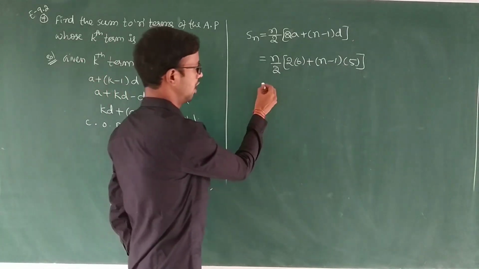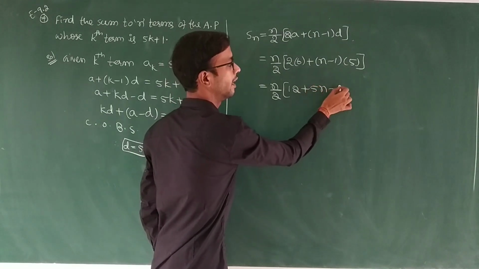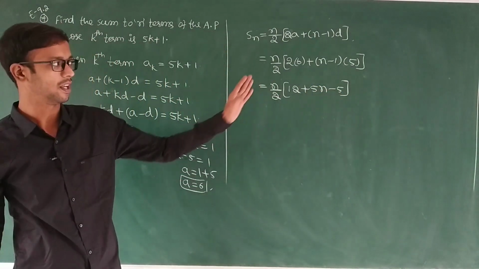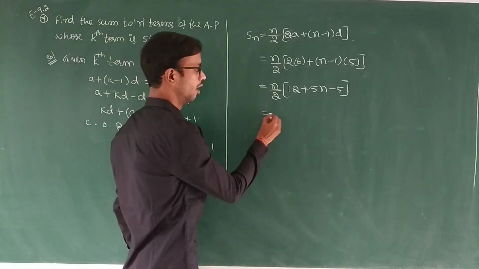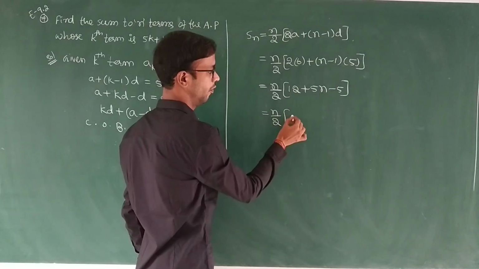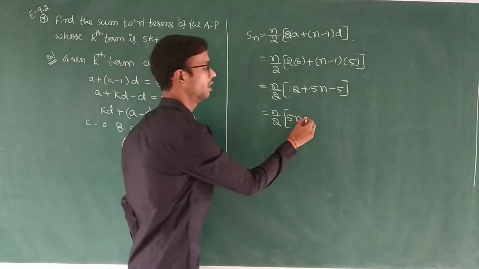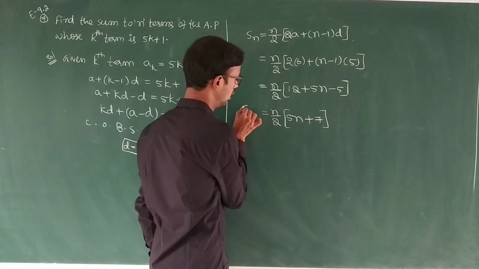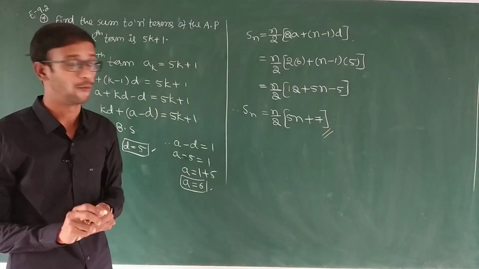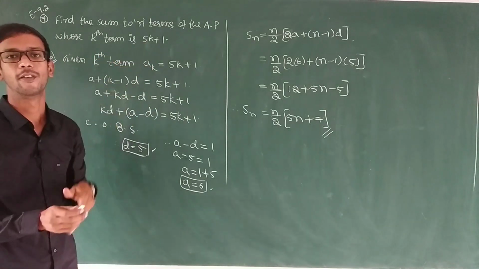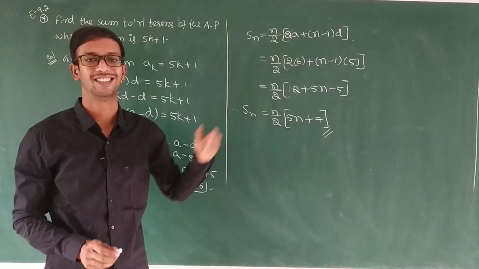Now simplify this. n by 2 into (12 plus 5n minus 5). Just multiplication I am making here: 5n minus 5 plus 12. So n by 2 into 5n first I will write, then 12 minus 5, which is plus 7. So this is the sum of n terms in the AP when the kth term is 5k plus 1: n by 2 into (5n plus 7).